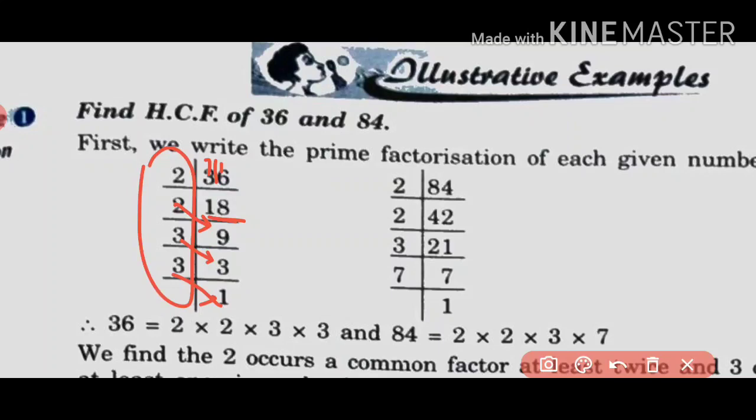Same here, 84. It is also an even number, it means it is divisible by 2. So 2 4s are 8, 2 2s are 4. Again 2 2s are 4, 2 1s are 2. Now 21 is an odd number, so it is not divisible by 2.